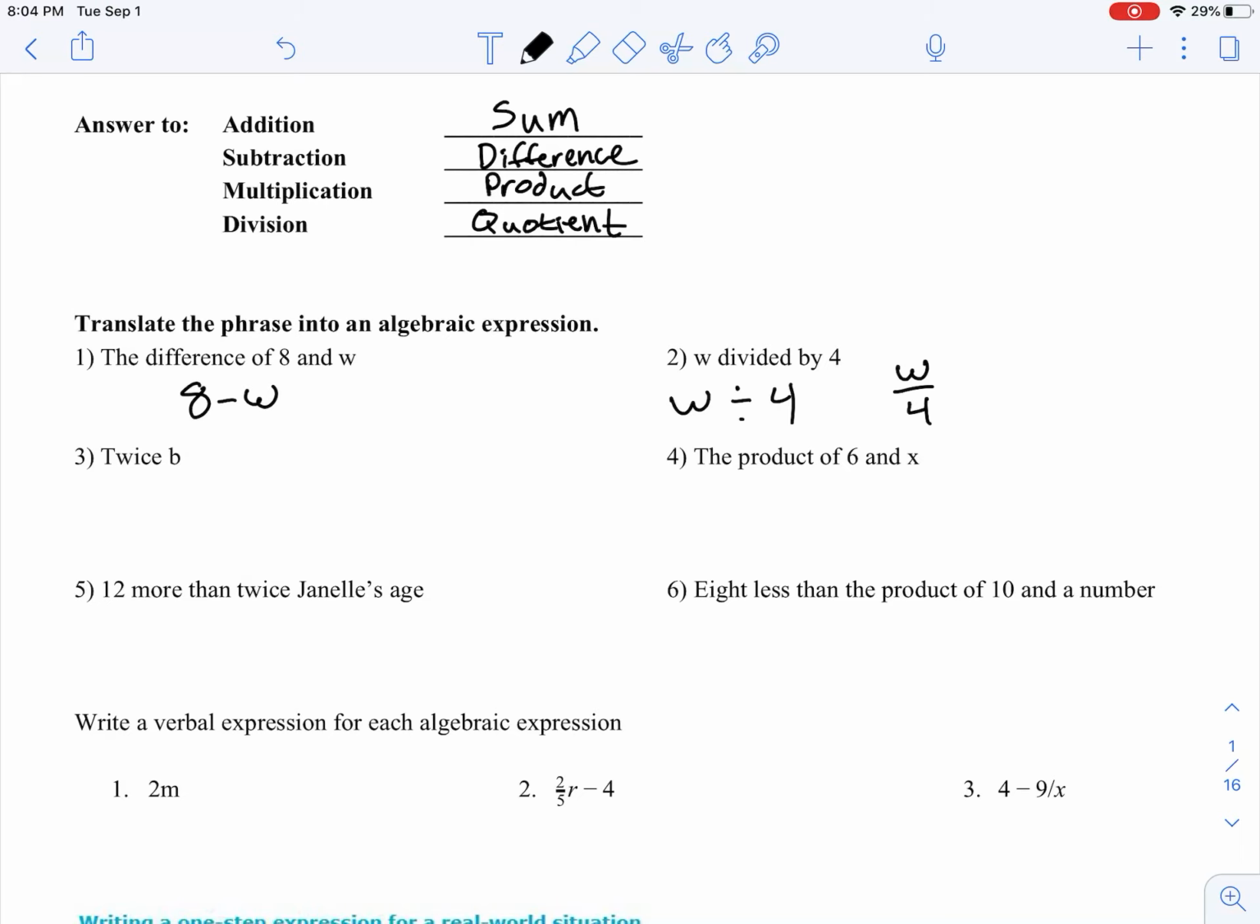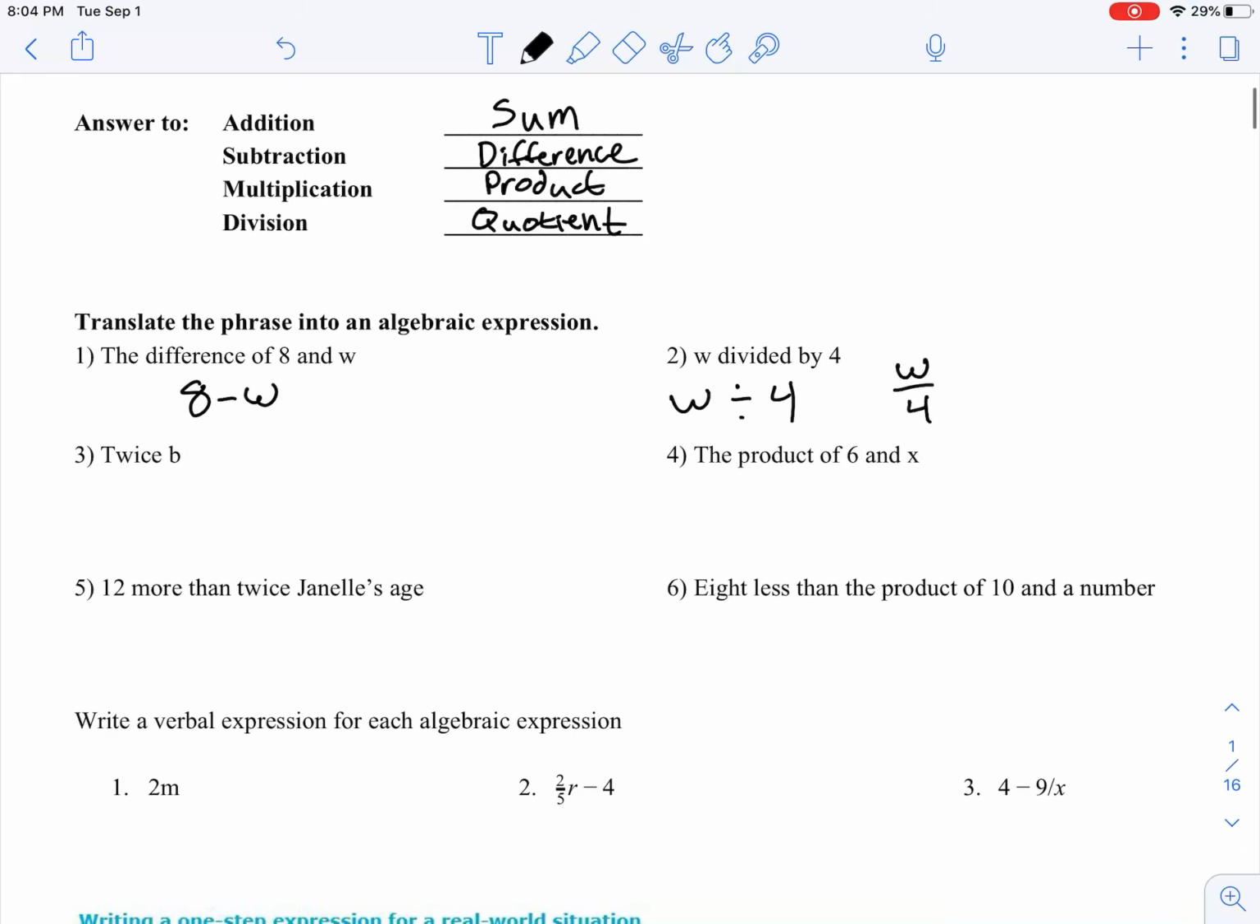Twice B is my next one that I have. You could do this a couple different ways. The most common way, and the way that I prefer, is 2B. Twice really means 2 times. So 2 times B would look like that. Another way that I have seen this one written, though, would be B plus B. You're adding B to itself 2 times, which is the same thing as multiplying it by 2, but that's also twice B. My preferred one is 2B, though.